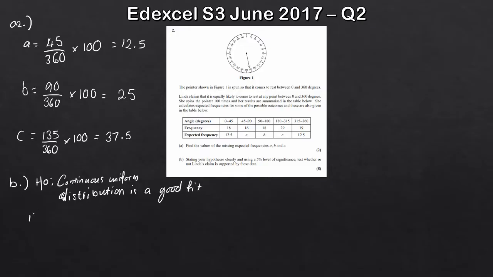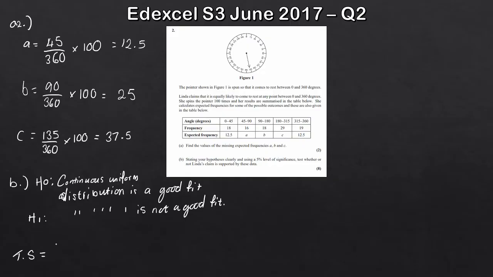And then your H1, again, just the opposite of this. It would not be a good fit. So that's your H0 and your H1, so we've got the basis of this question. Let's have a go at tackling it now. Same as always with these questions, we've already got the expected values, so now we can just jump straight into calculating the test statistic.